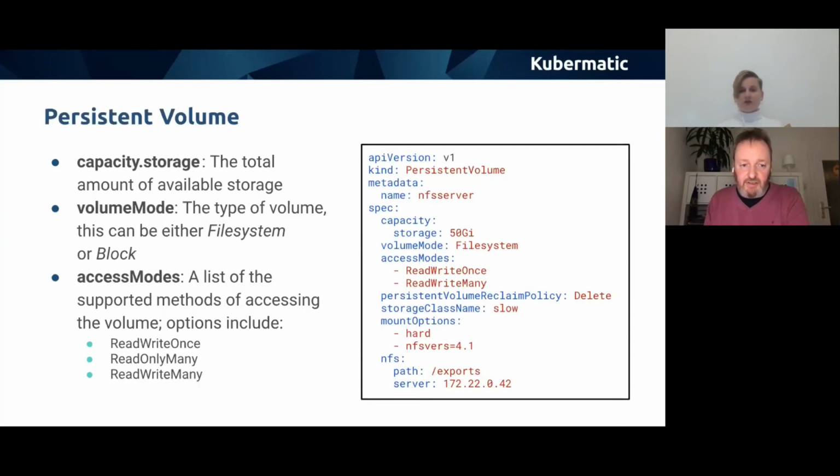I have three different access modes that the volume supports, which later have to match the persistent volume claims. At least one of those has to be in the access modes of the volume. The first is read-write once, which means only one can claim it and write to it.